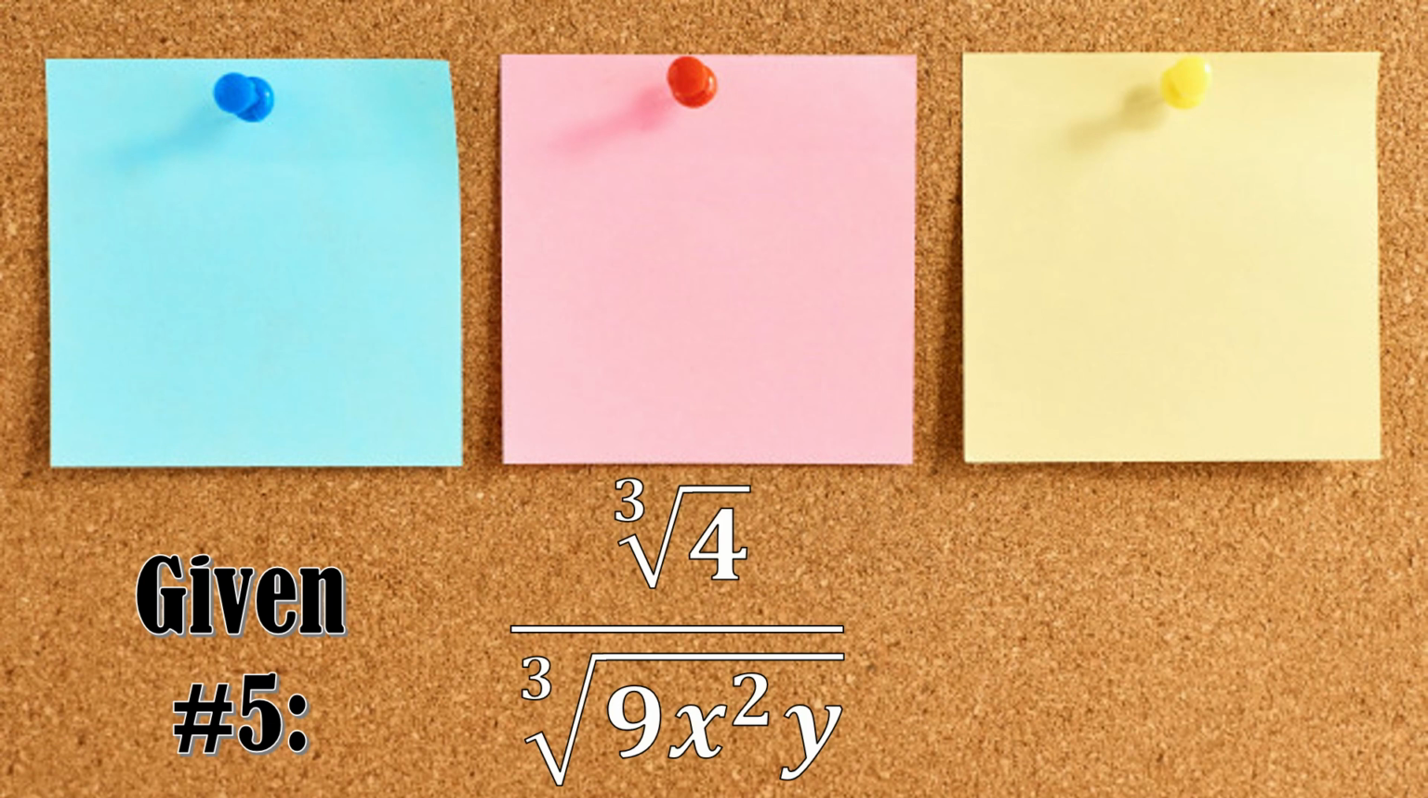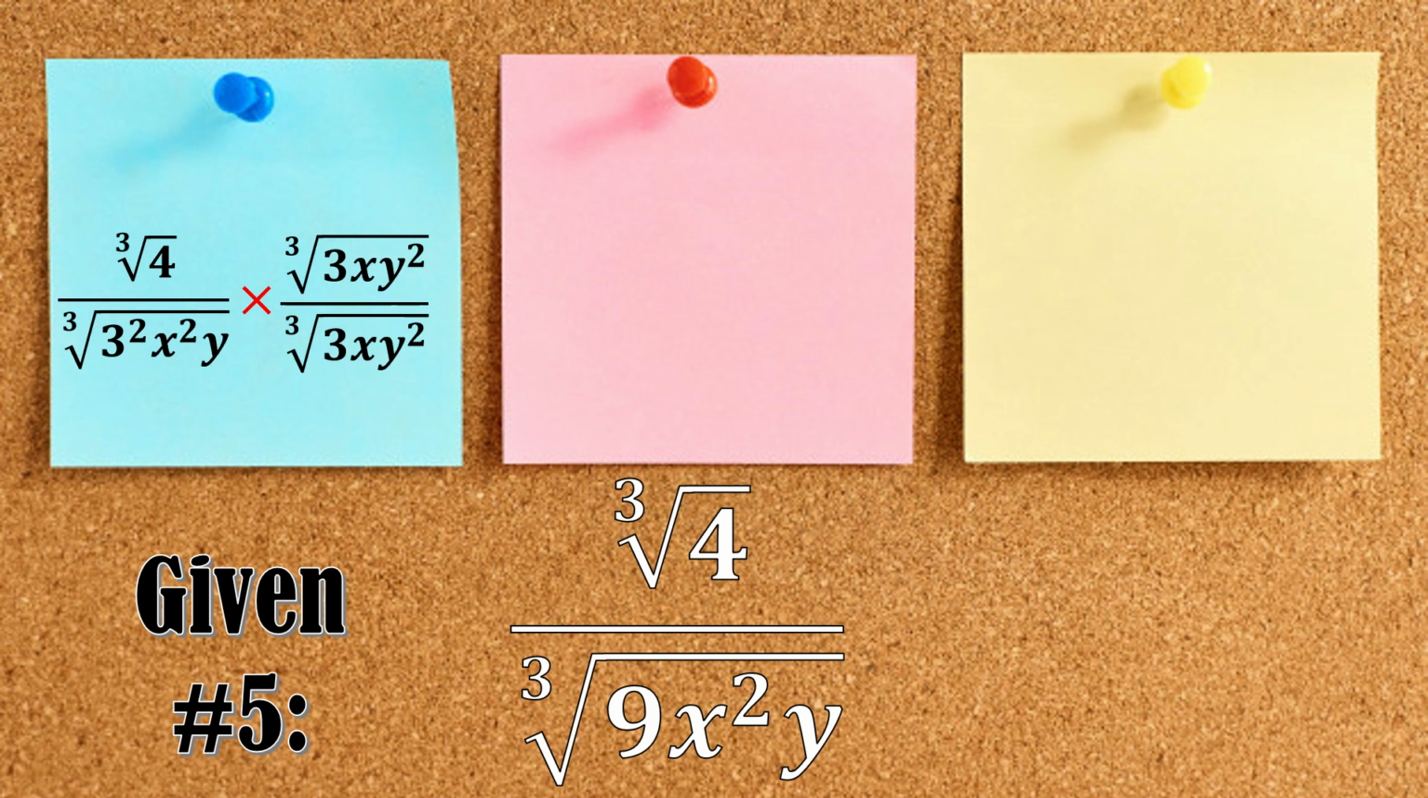Next, number 5, we have the cube root of 4 all over the cube root of 9x squared y. We all know that 9 is also equal to 3 squared. So, we have cube root of 4 all over the cube root of 3 squared x squared y. We need 1 more 3, 1 more x, and 2 more y.